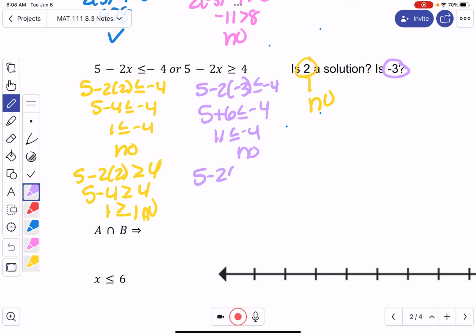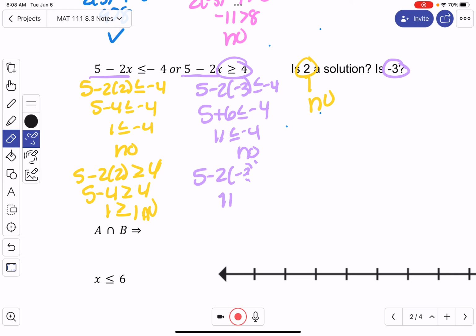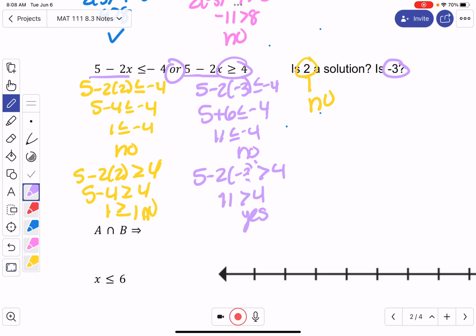Now let's do the same thing. Notice these are the same, so we're still going to end up with 11. But this time we're saying greater than 4. So is 11 greater than 4? Yes. Because it's "or," it only has to work in one. So -3 is a solution.